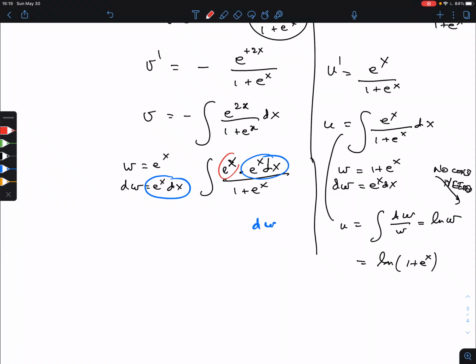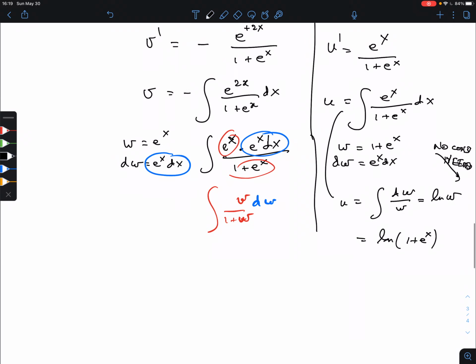And then what does this one become? Well, w. And what does this one become? Well, 1 plus w, right? So this is a case of substitution where you don't do what you're supposed to be doing. Namely, you have an inside function and everything else is the derivative of that inside function. That's not the case here. But sometimes you are in situations like that.